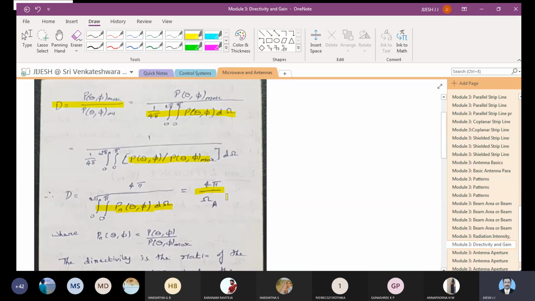So directivity, most of the time they will be asking you what is the equation for directivity. Straight away you can say that 4 pi by omega A. So what is the equation for omega A is the next question. So it will be 0 to 2 pi, 0 to pi Pn theta phi d omega. What is d omega? sin theta d theta d phi. So it's very easy for you to remember all these things. What is normalized power? Normalized power is ratio to the maximum. So Pn theta phi is P theta phi divided by its maximum, P theta phi maximum. So you note down these things.